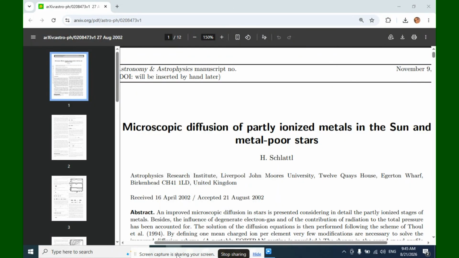In the name of Almighty God, I'm Mahsa Sankasha, and today I want to talk about microscopic diffusion of partially ionized metals in the Sun and metal-poor stars.